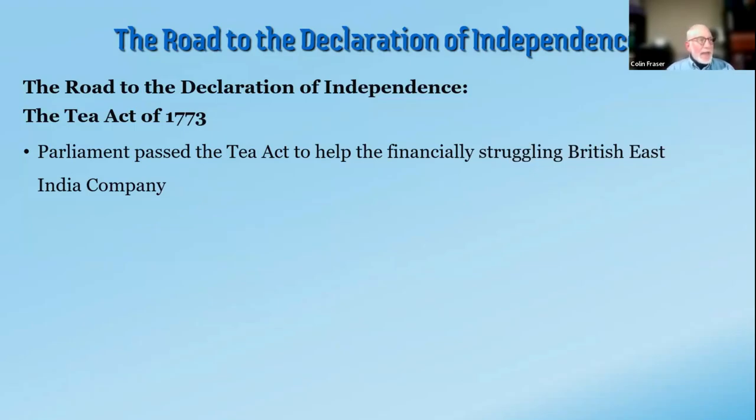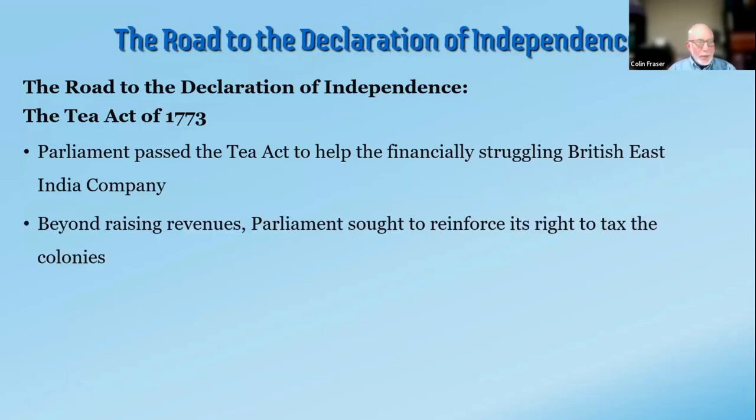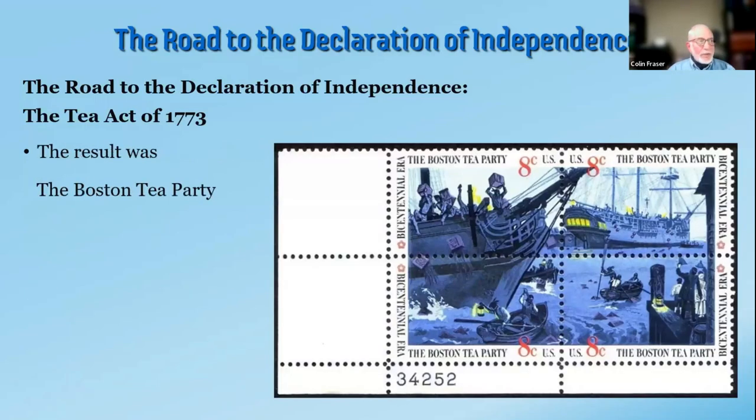This time it was the Tea Act. It was designed for a couple of things from the standpoint of Parliament. Number one, it wanted to help out the struggling British East India Company by forcing tea purchases in the colonies to take place through the British East India Company. But beyond raising revenues, Parliament again was looking to reinforce that it had the right to tax the colonies. And the result was the Boston Tea Party.